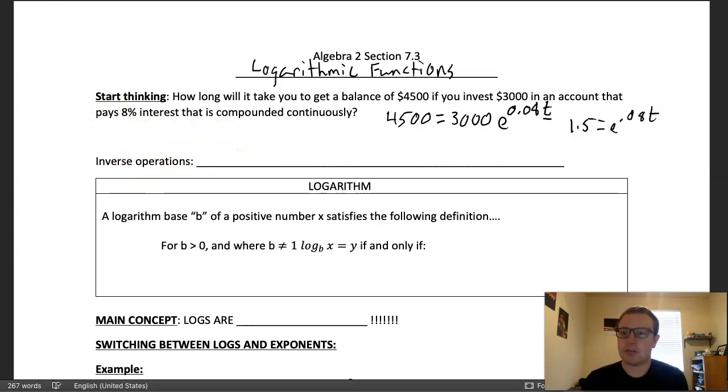All an inverse operation is, is an operation that cancels out another. For example, multiplication and division, addition and subtraction. So the inverse operation of exponents is going to be logarithms. Or in other words, logarithms are the inverse of exponents.